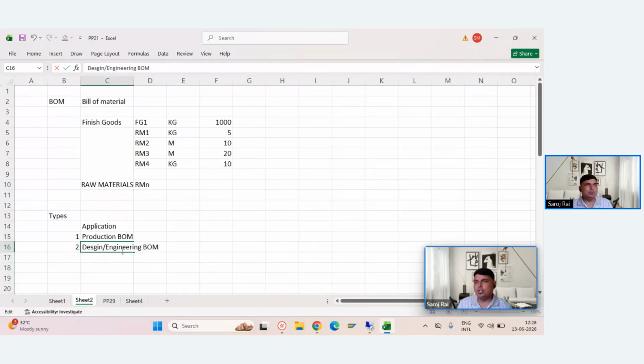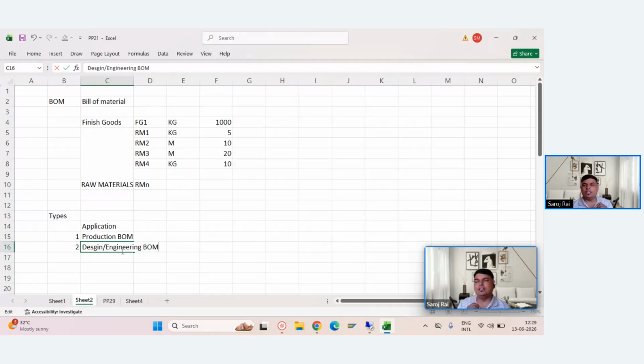See, production BOMs are applicable for production purposes. So that is production BOM. Engineering means designing. As you remember, in the designing sector, there will be BOMs on the basis of any component design. So what is their structure? That design, that dimension will be there with that component.